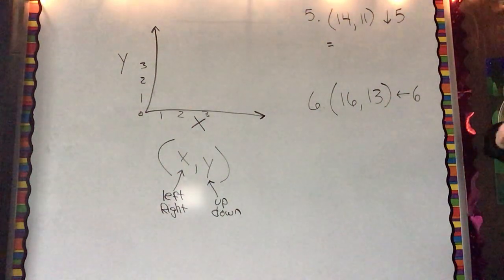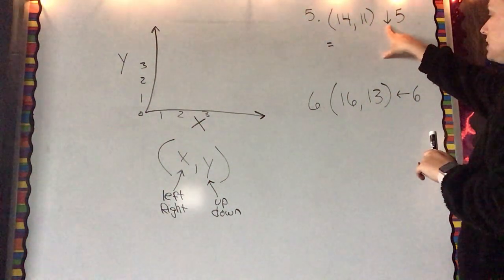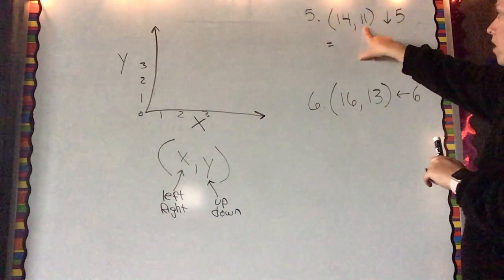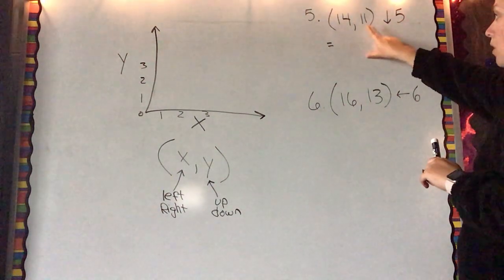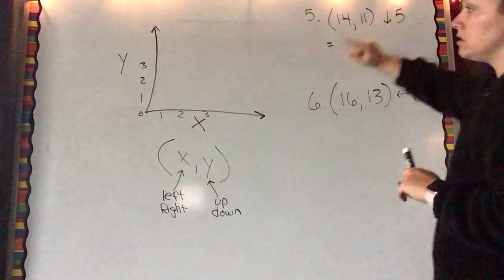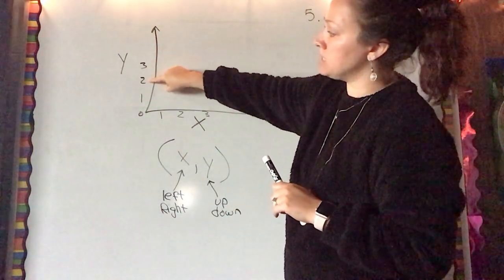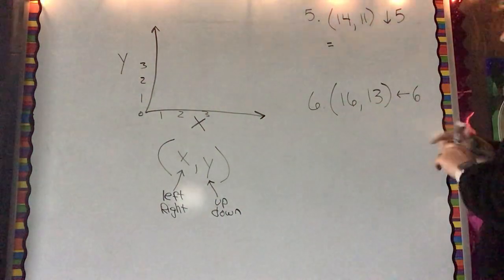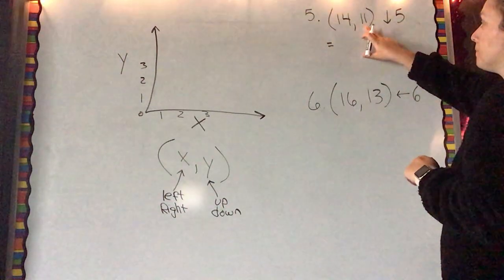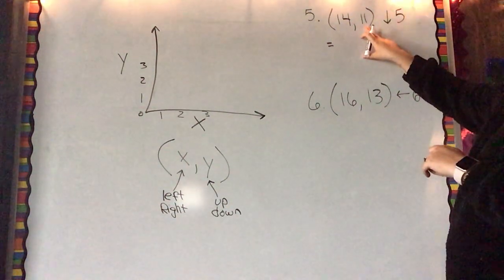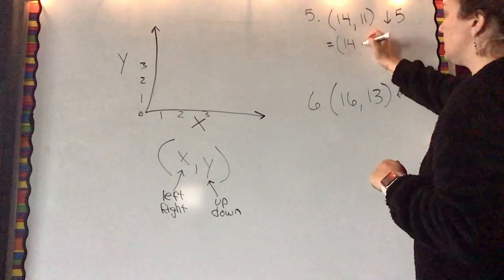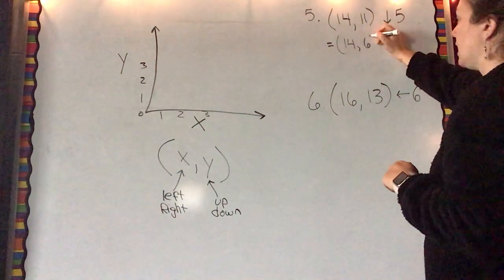All right, let's check. It says I'm going down. So does that mean I'm going to be adjusting my 14 or my 11? My X or my Y? My Y deals with up and down. My 11. When I'm going down, so I'm looking at my Y going down, do my numbers get bigger or smaller? Smaller. So my equation is going to be 11 minus 5. So my new ordered pair, my 14 stays the same, 14, 6.